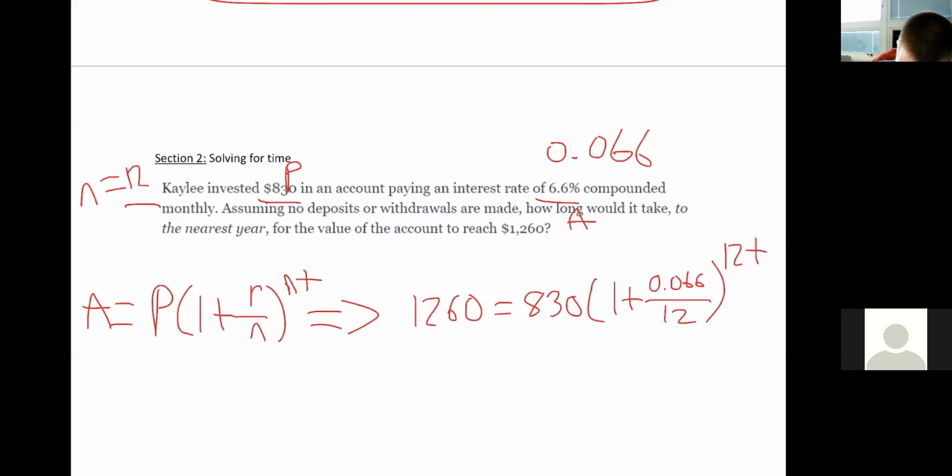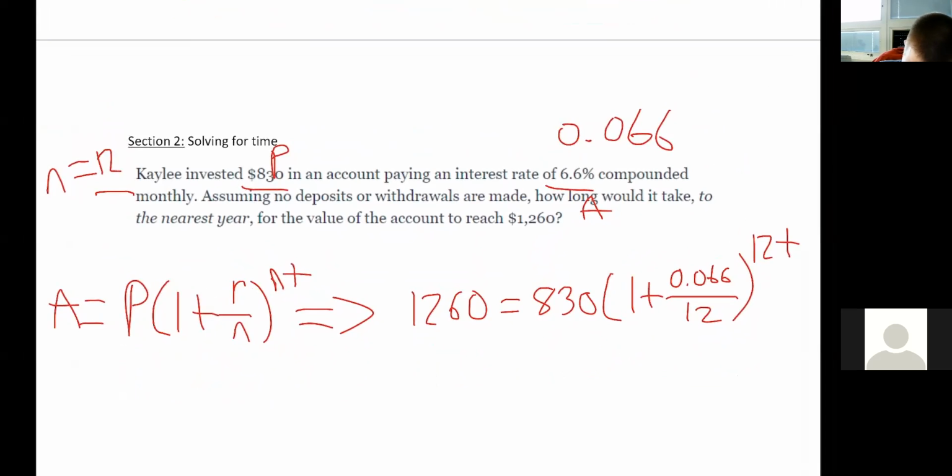So we want to start solving for this exponent. The first thing we want to do is clean up anything so we get what's raised to our power by itself. So we would divide the 830 over.